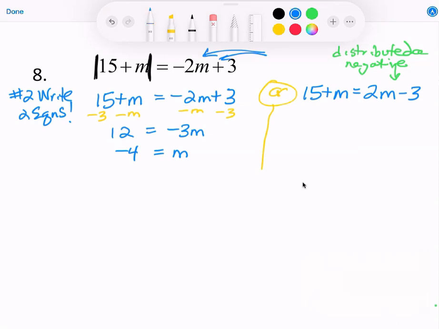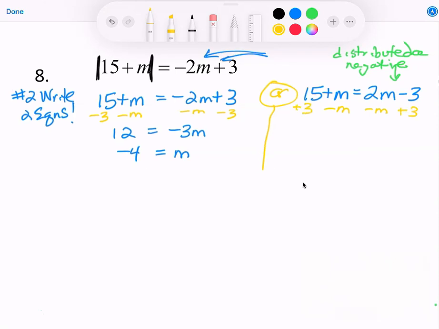And then same thing on the right. I'll subtract m from both sides. Now add 3 to both sides. So that gives us 18 equals m. Well, that's nice. So those are my 2 possible answers.